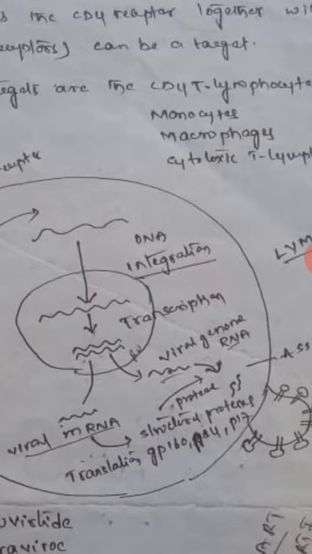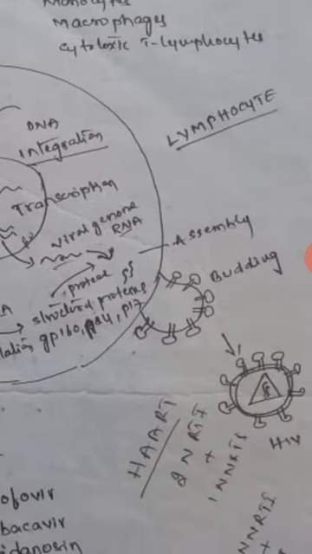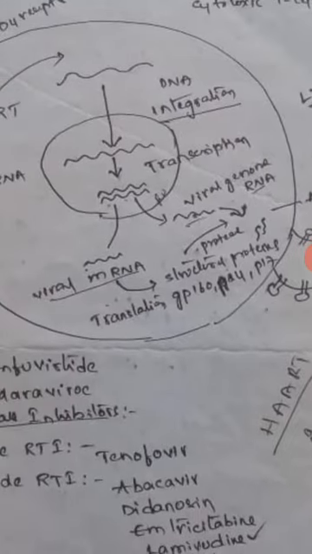Whatever viral DNA is produced is going to be incorporated into the host DNA, that is, the DNA present in our host T lymphocytes. Later, whenever the DNA undergoes transcription, the viral DNA undergoes transcription and produces both viral genomic RNA as well as viral specific mRNA.